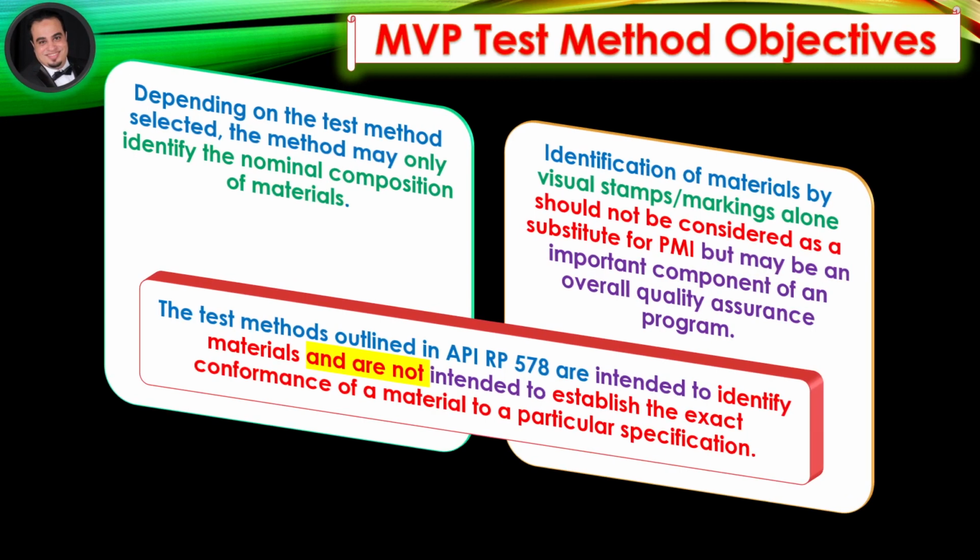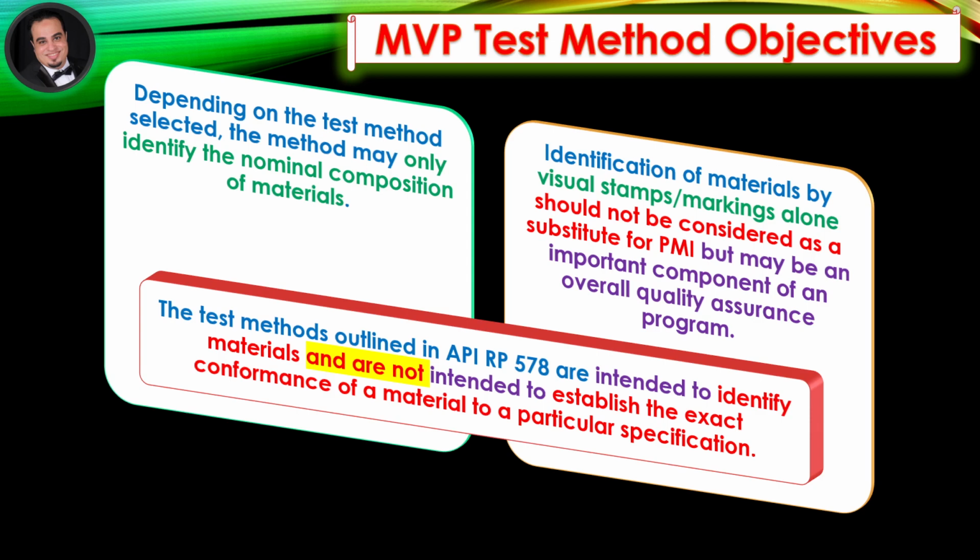Material Verification Program. Test Method Objectives. The test methods outlined in API RP 578 are intended to identify materials, and are not intended to establish the exact conformance of a material to a particular specification. Depending on the test method selected, the method may only identify the nominal composition of materials.